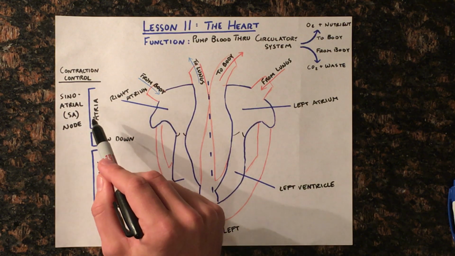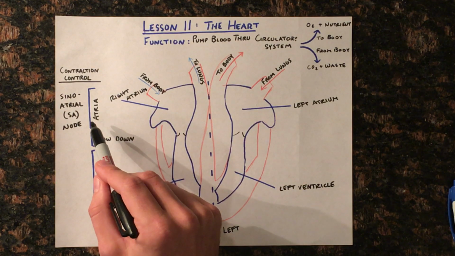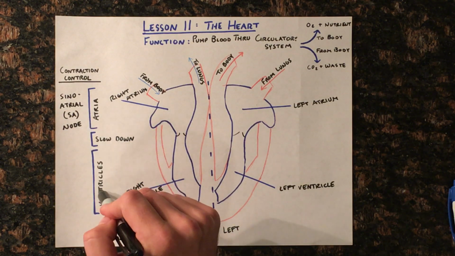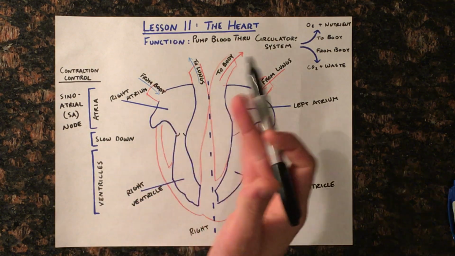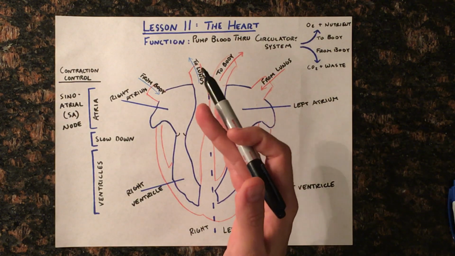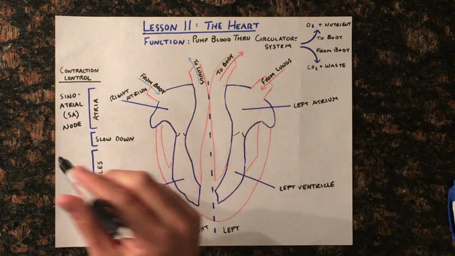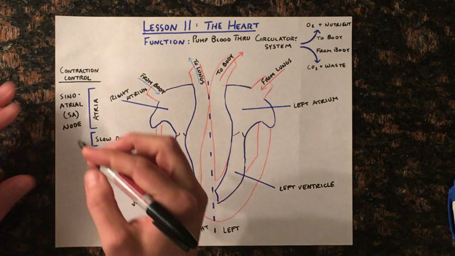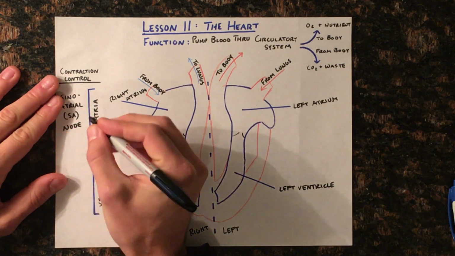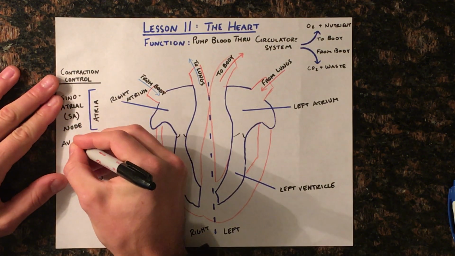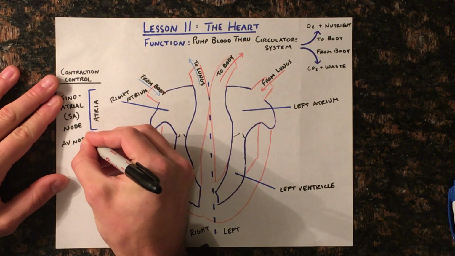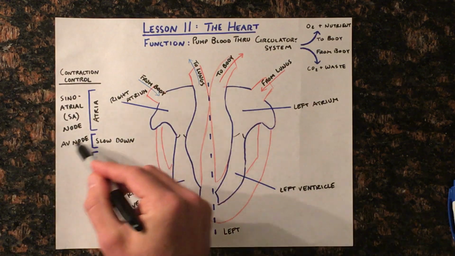Now the problem is that electrical signals are really fast. So if it went straight from the atria to the ventricles, they would probably contract at the same time, which isn't good. We can't have that. So there's this little intermediate stage. It's called your atrioventricular node. I'm just going to call it the AV node for right now. But this is your atrioventricular node.